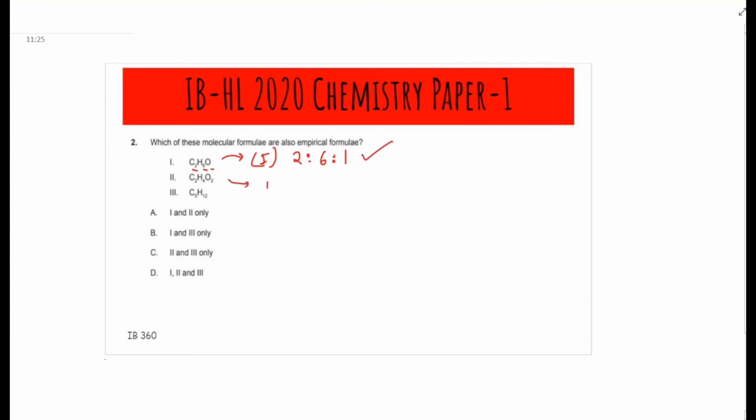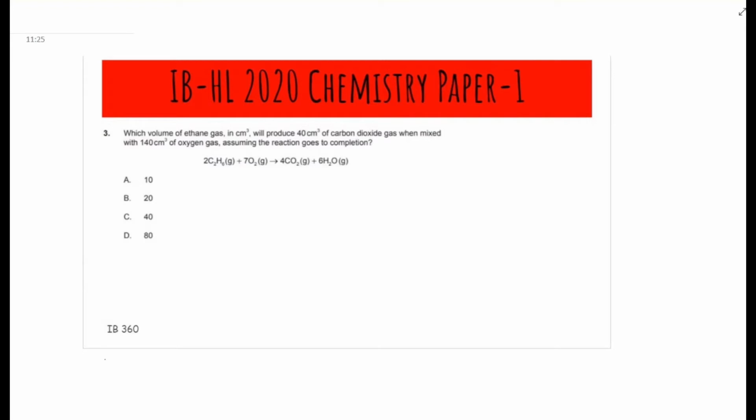In the second one, you can see that the ratio comes out to be 2:4:2. Now I can reduce this ratio. I can divide all of these numbers by 2 and get 1:2:1. So the second one is not an empirical formula. And the third one, the ratio comes out to be 5:12, and this is again in the simplest whole number ratio. So options 1 and 3 are the two empirical formulas, and it corresponds to option B. So in question 2, option B is the correct answer. Now let's move on to question 3.